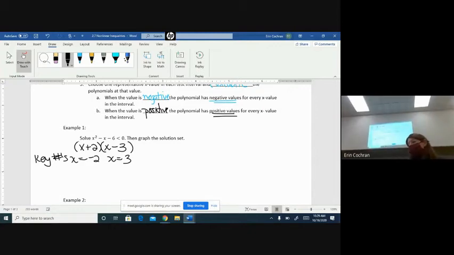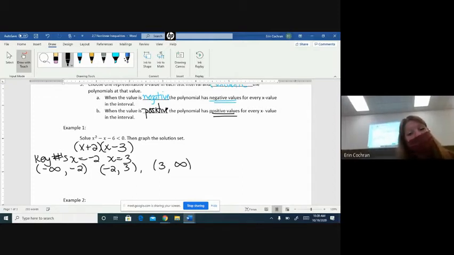So the test intervals, listing them in increasing order, since negative 2 is my smallest, we're looking at a number line here: we go from negative infinity to negative 2, then from negative 2 to 3, and then from 3 to positive infinity. Those are our testing intervals.